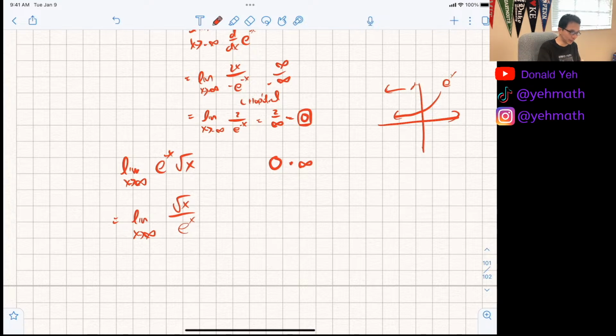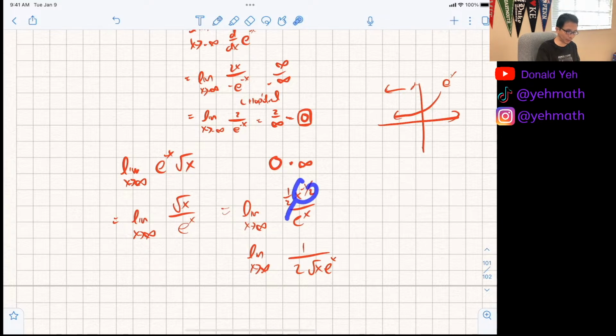Now let's take a derivative top and bottom. Limit x approaching infinity. In this case, it's going to be what? 1/2 x to the negative 1/2 over e to the x, right? And that's limit x approaching infinity. It's going to be 1 over 2 square root x e to the x. Because this is negative, I can move it down. Now 1/2, that's going to be 0. So the answer is still equal to 0.